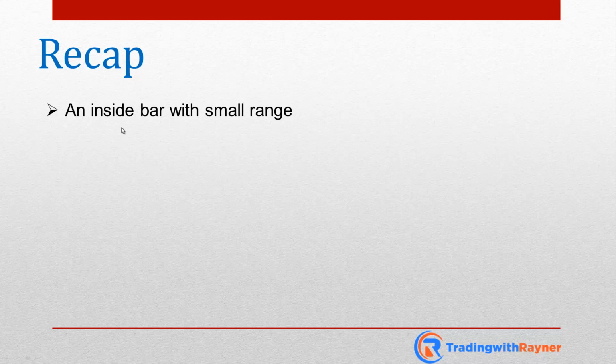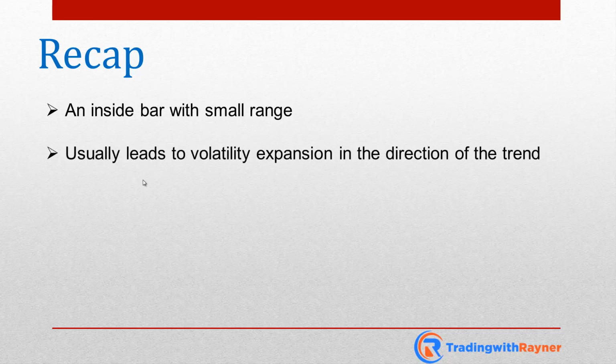So here's a quick recap of the harami. It's basically an inside bar, where sometimes the range can be small and sometimes it can be large, as you've seen earlier. Usually it's a sign that the market could be going through a volatility contraction, and you would tend to expect volatility to expand in the near future. It usually expands or breaks out in the direction of the prevailing trend, or rather the previous momentum that led to the volatility contraction.